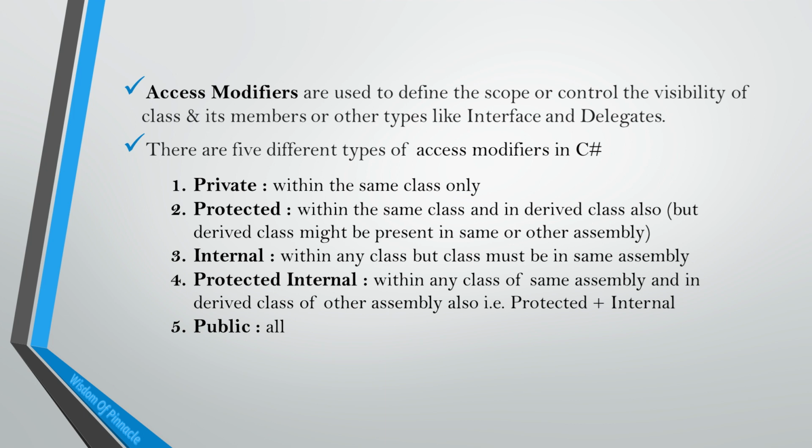Fifth and last one is public. If a member is declared as public, then it is accessible throughout the project, which means there are no restrictions at all for its accessibility.